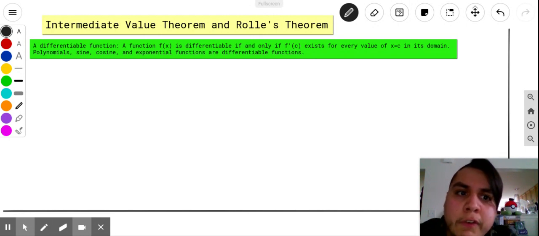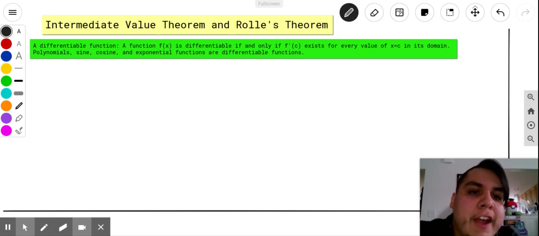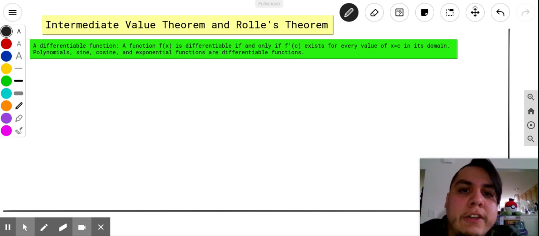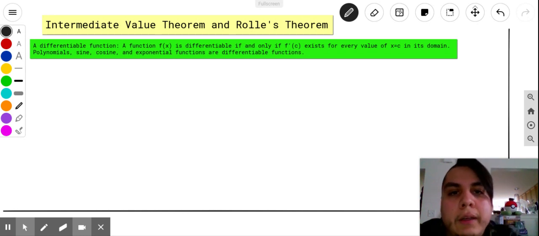So we're going to start off with just reviewing a little bit of vocab. We're going to talk about a differentiable function. And the definition reads, a function f of x is differentiable if and only if f prime of c exists for every value of x equals c in its domain. Okay, so a function is differentiable, aka I can find its derivative, and I can say the derivative exists if and only if its derivative exists for every value in its domain.